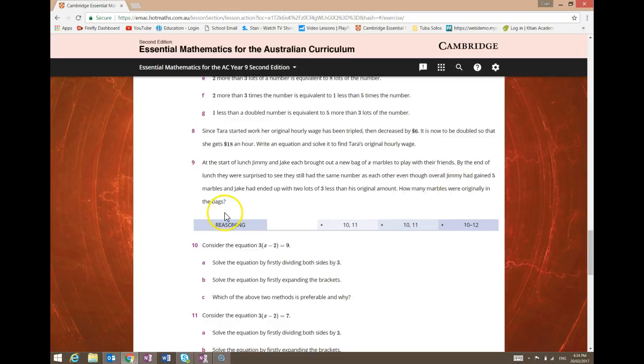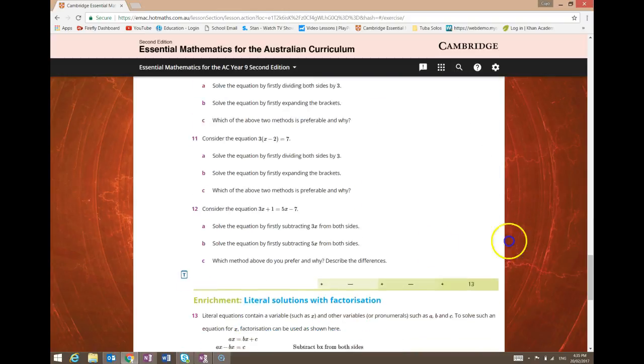So overall, Jimmy had gained 5 marbles and Jake ended up with 2 lots of 3 less than his original amount. And see how I'm reading it there? 2 lots of 3 less than his original amount, or 2 lots of 3 less than his original amount. Now, as I said in one of our little videos for the practice tests, this is really poorly worded and it's not clear what they meant.